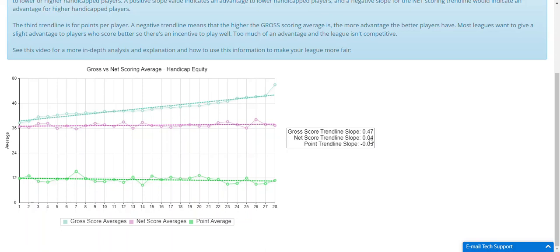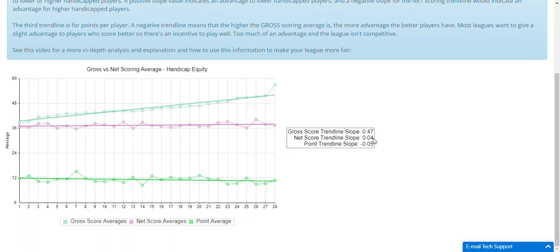And if you remember back to your high school math days and slope, it talks about the slope of the line, slope of a graph. So when it's a positive number, this line is going up. And then we look at the point trend line, and that is going down slightly. And so this is my goal here in my league.